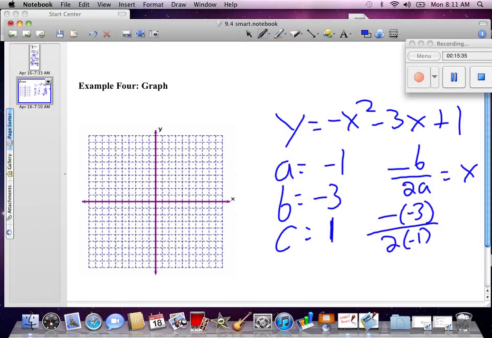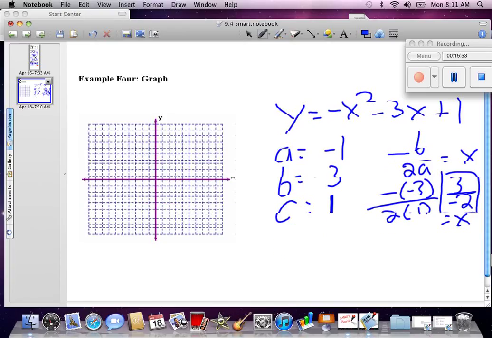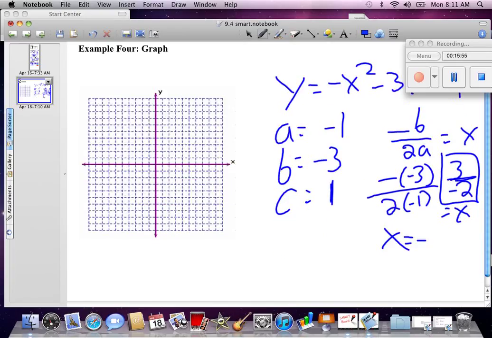So we get positive 3, and 2 over negative 1 would give us a negative 2. So our answer is 3 over negative 2. That equals X. That's our axis of symmetry. What's the same thing as 3 over 2? X will equal negative 1 and a half. Those mean the same thing. One's a mixed number, one's an improper fraction.